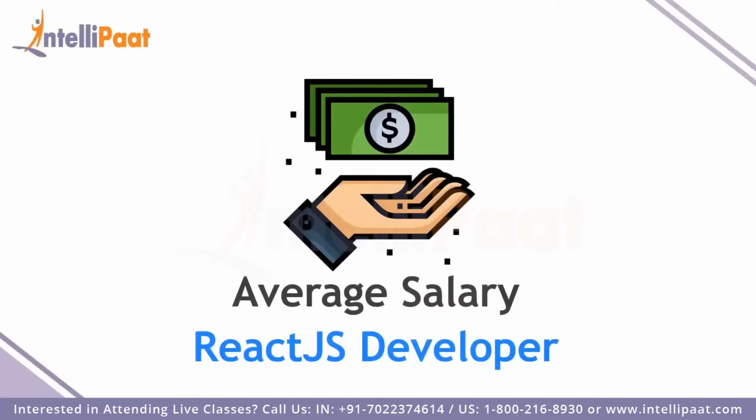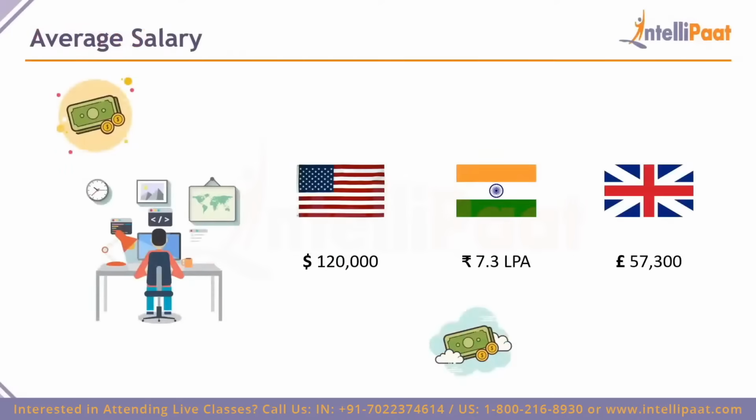So what is the average salary of a React.js developer now that we know why React.js is favored? There's also quite a hefty sum attached to it. In the US, the average salary of a React.js developer is $120,000. In India, it's 7.3 lakhs per annum. And in the UK, it's a pretty nice 57,000 pounds.